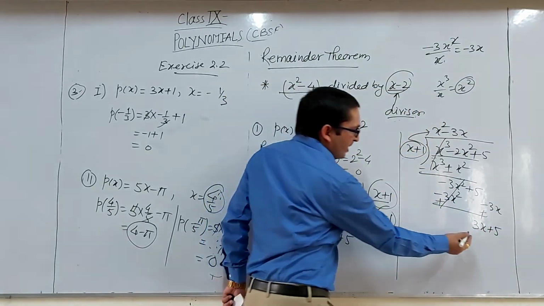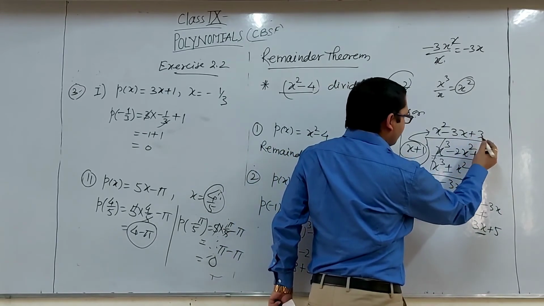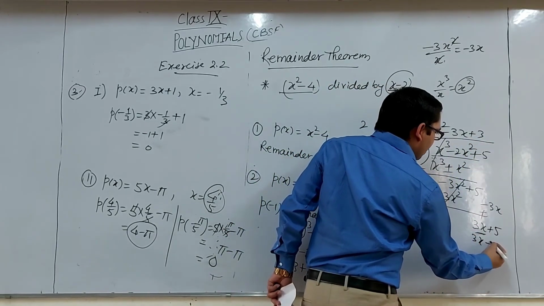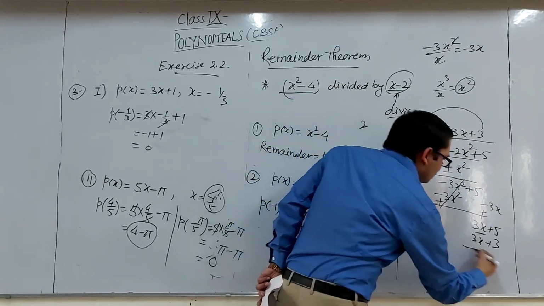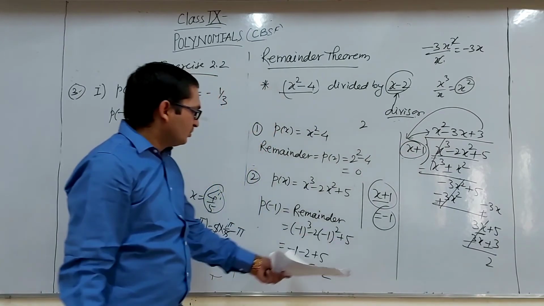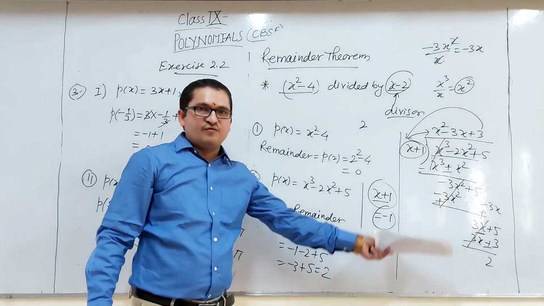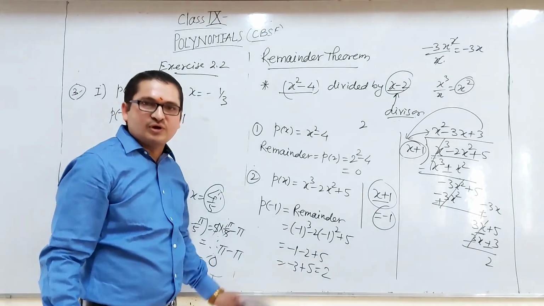Now again, the highest power value is 3x. 3x divided by x, you will get 3. So plus 3. 3 multiplied with x plus 1, 3x plus 3. So minus, get cancelled, 2. What is the remainder over here? 2. Here we have divided; we have followed the long division method. Here, without division, we have calculated the remainder.